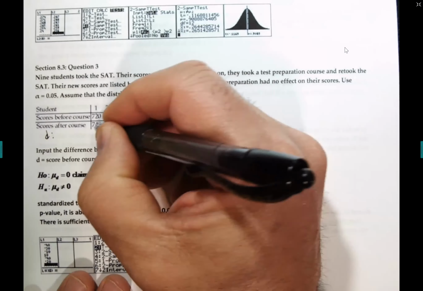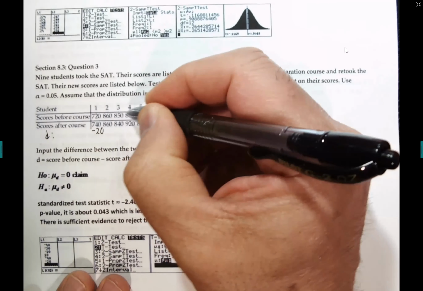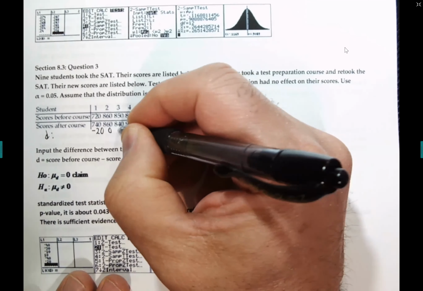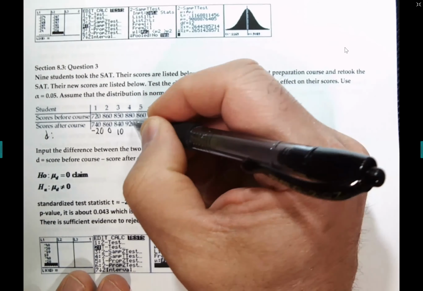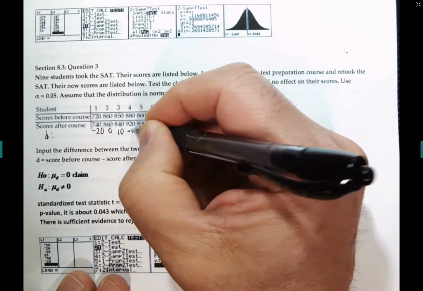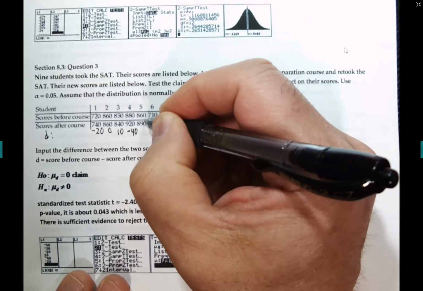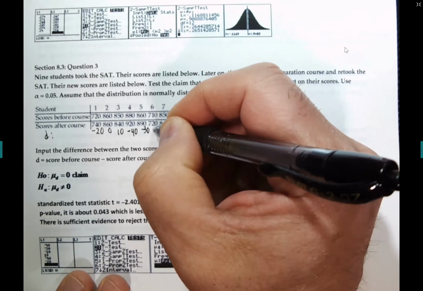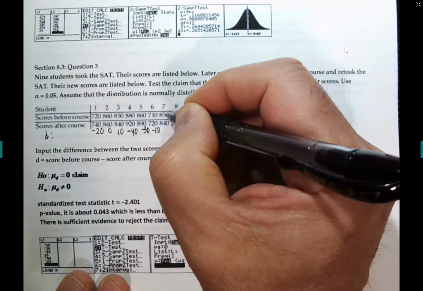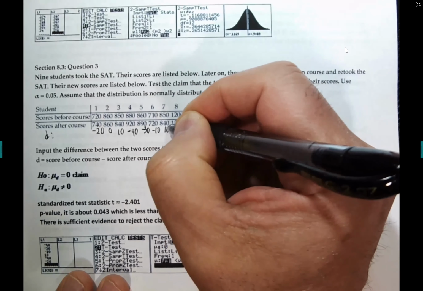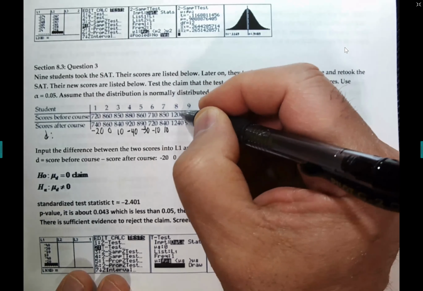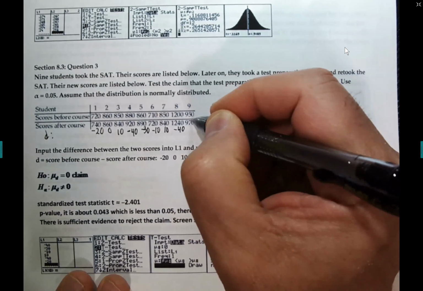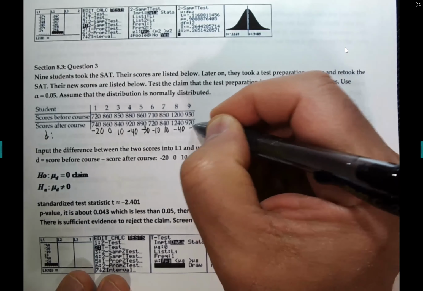720 minus 740 is negative 20. 860 minus 860 is 0. That's a 10. That's a negative 40. 860, that's a negative 30. 710, that's a negative 10. 850, that's a 10. The students did not improve. That's a negative 40. And 950 minus 970, that's negative 20.